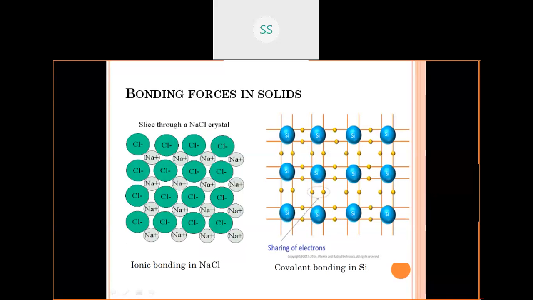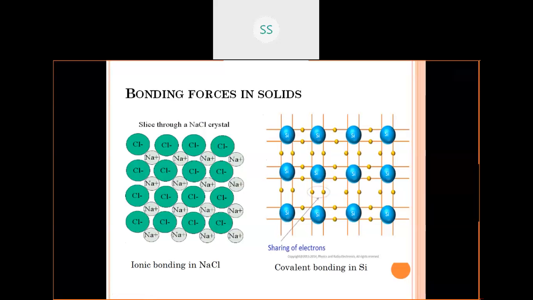Now, starting with the bonding forces in the solids. The interaction of electrons in the neighboring atoms of a solid is an important function, which holds the crystal together.